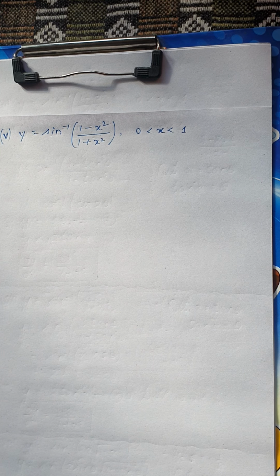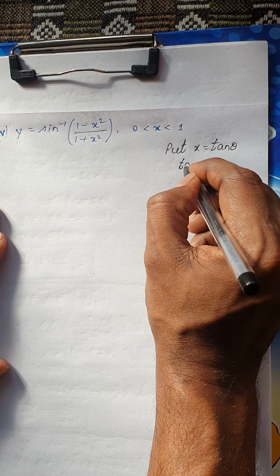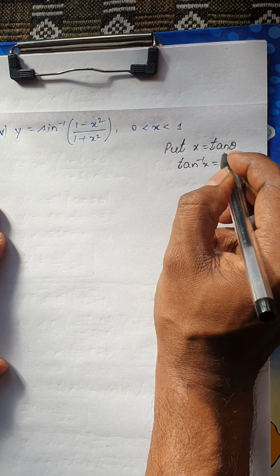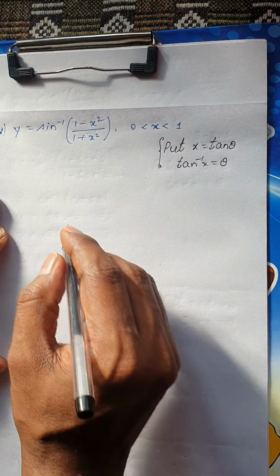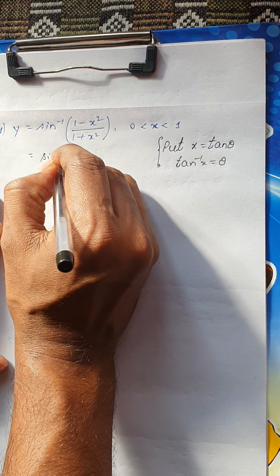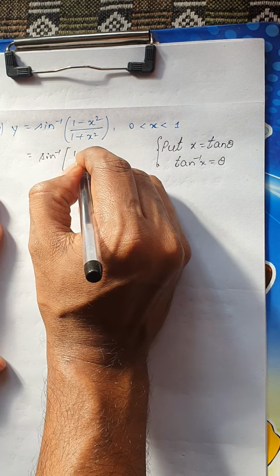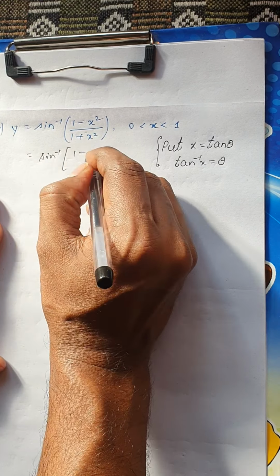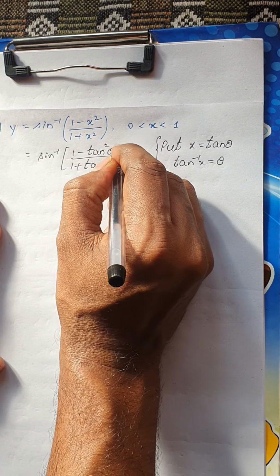The next function we have is y is equal to sine inverse of 1 minus x square divided by 1 plus x square. Now for this question I am going to substitute, put x is nothing but tan theta. Okay, so if I put x as tan theta, I am going to get tan inverse of x as theta. Keep it aside. So y will be sine inverse of 1 minus tan square theta divided by 1 plus tan square theta.